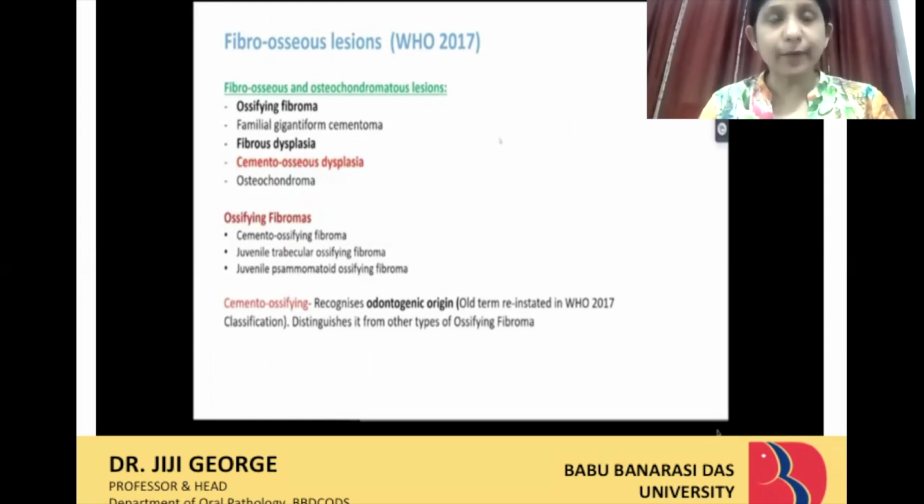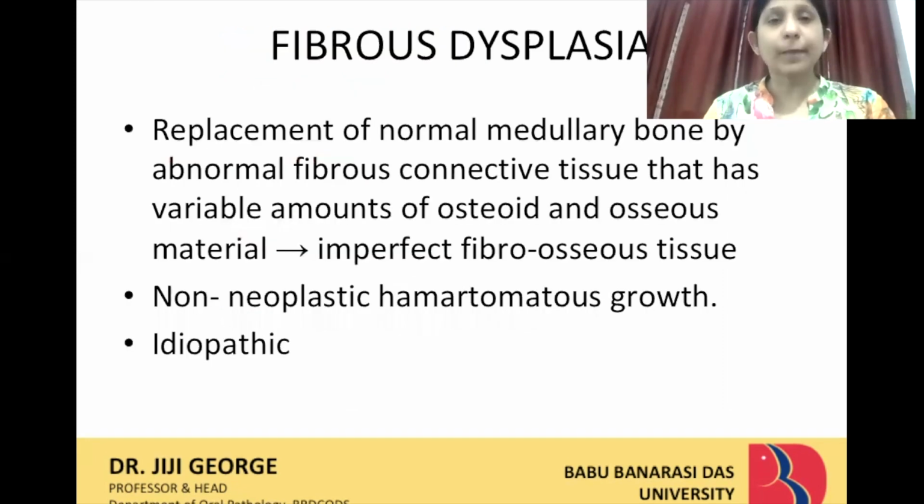And ossifying fibromas are enlisted as a separate set of lesions with the same three lesions, that is your cemento-ossifying fibroma and ossifying fibromas. But specifically, the ossifying fibromas here are now subdivided into two more lesions called juvenile trabecular ossifying fibroma and juvenile psammomatoid ossifying fibroma. And also a cemento-ossifying fibroma, where you find cementicles as well as bone spicules. So coming on to the first lesion, fibrous dysplasia.